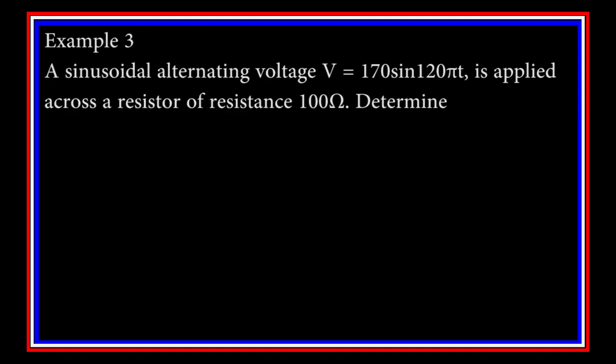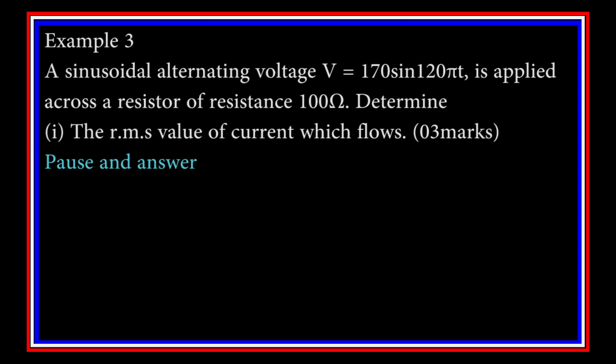Example 3. A sinusoidal alternating voltage V equal to 170 sine 120 pi t is applied across a resistor of resistance 100 ohms. Determine 1. The RMS value of current which flows. 3 marks.